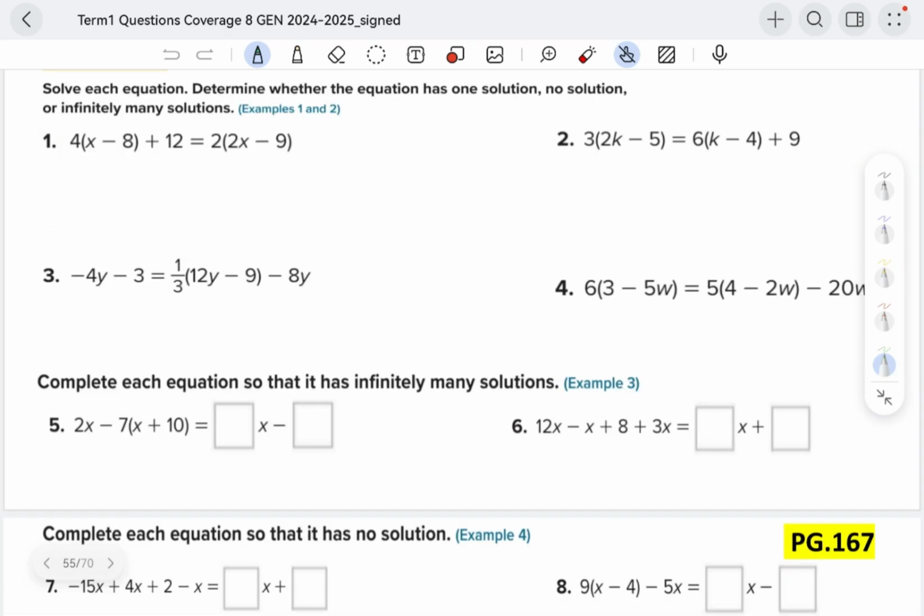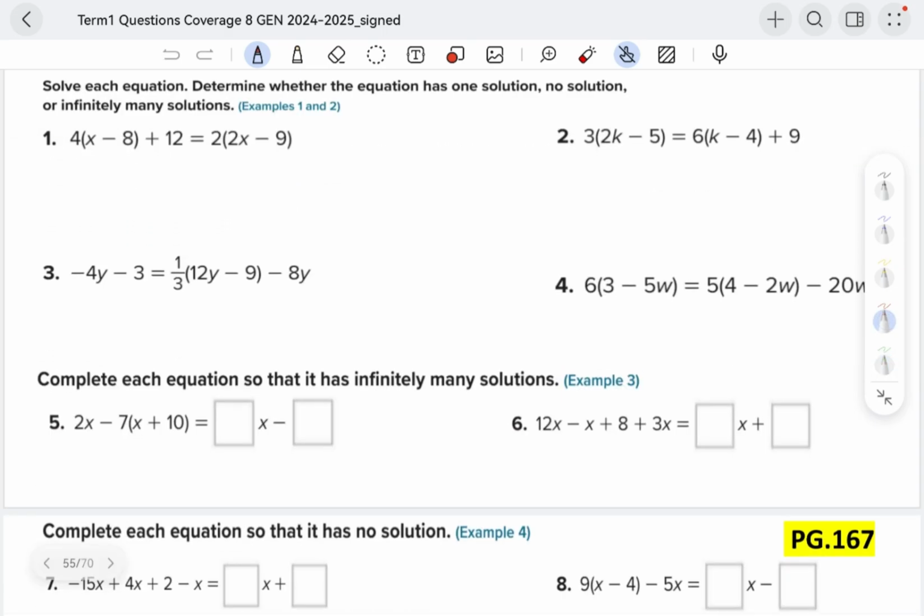Okay, now we have the multi-step equations. First, we're going to use the distributive property. Here also, we're going to distribute. 4 times x is 4x minus 4 times 8 is 32 plus 12 equals 2 times 2x, this is 4x. 2 times the negative 9 is negative 18.